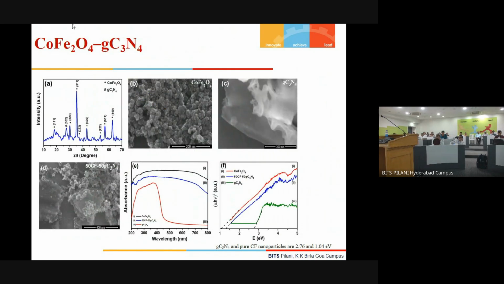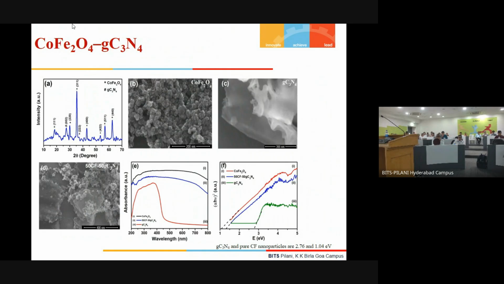Here you can see that we have done the traditional X-ray diffraction and scanning electron microscopy studies of the morphology, and you can see that the graphitic carbon nitride nanoparticles are decorated on the surface of this, and some of them have gone inside, so that the layered structure of graphitic carbon nitride remains maintained.